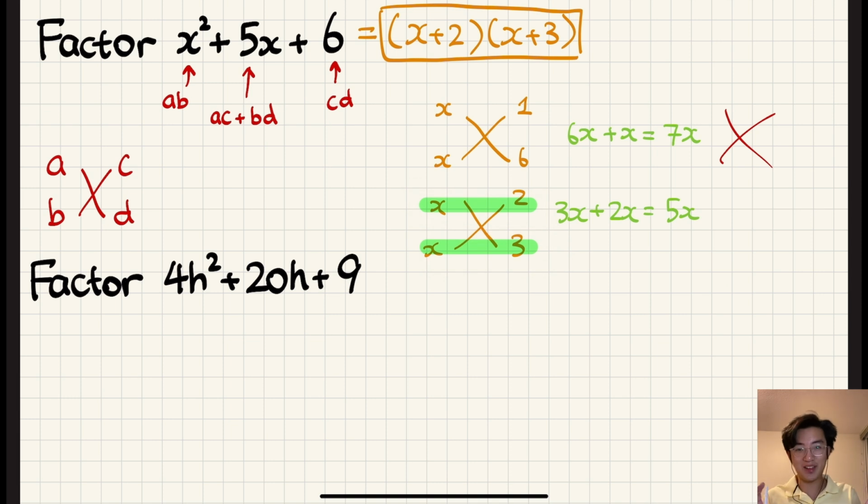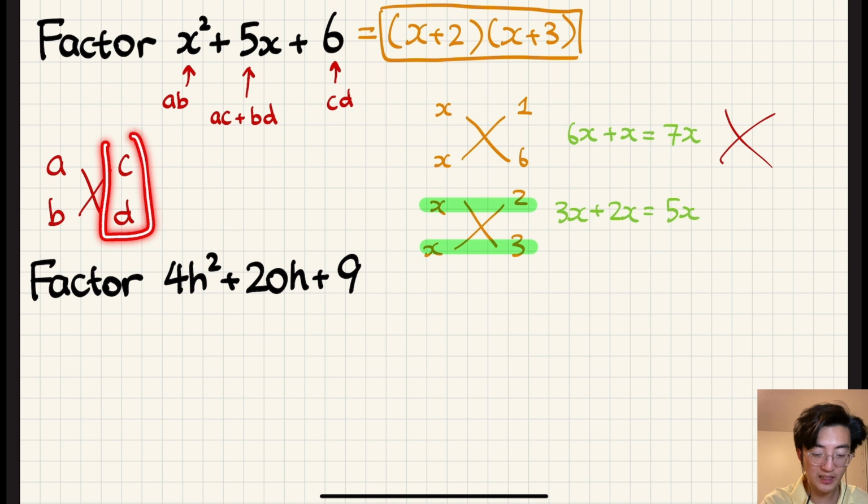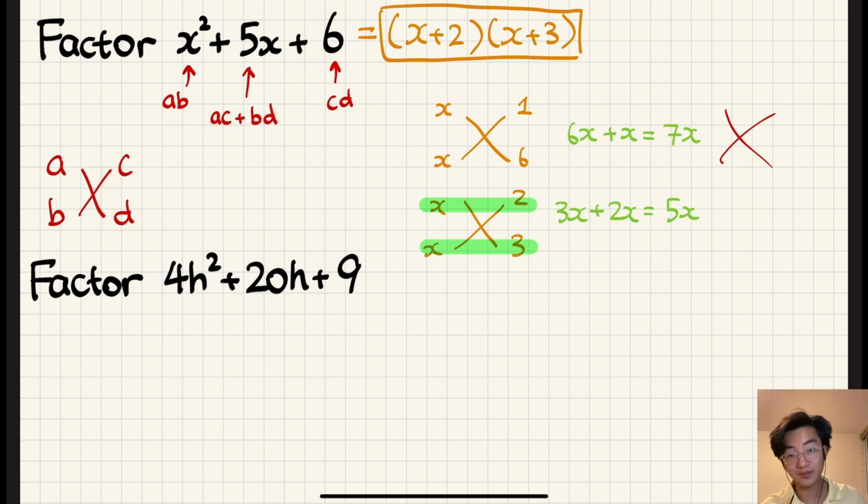Alright, so there's a bunch of stuff happening here. First of all, when we set up our cross, the first column needs to multiply to our first term. Those are the factors of the first. The second column right here needs to multiply to our second term right here. And once we get those, we should have a bunch of small crosses, a bunch of possibilities.